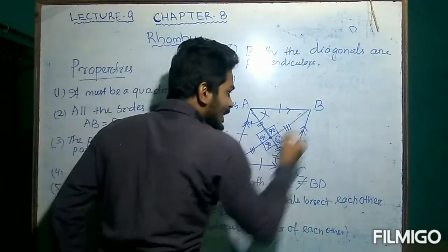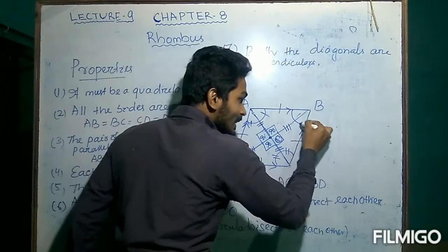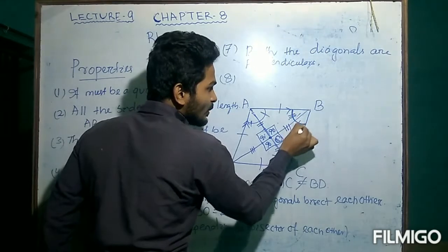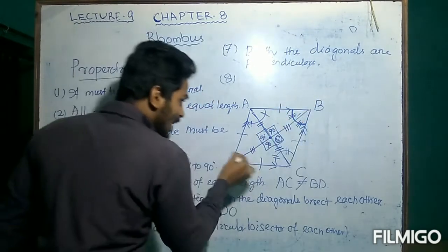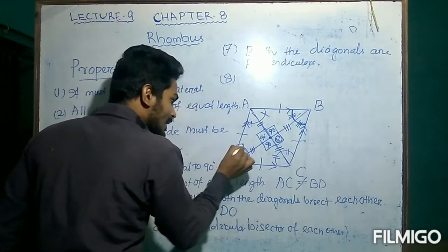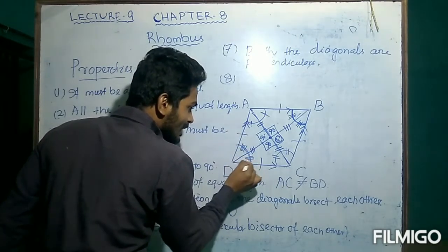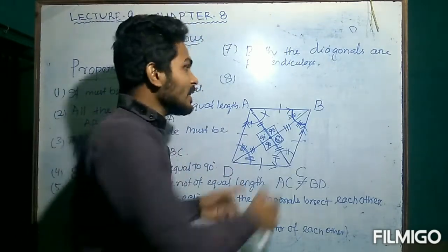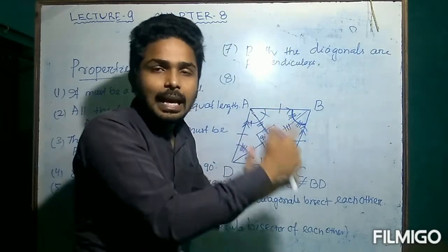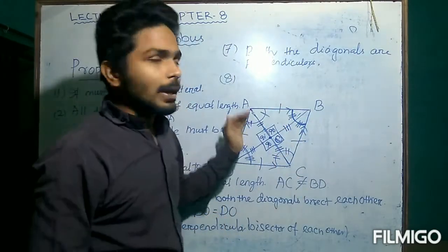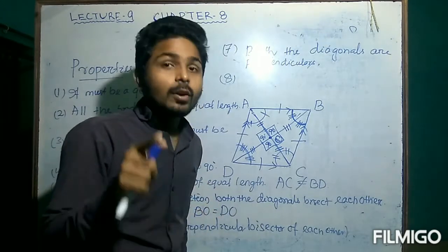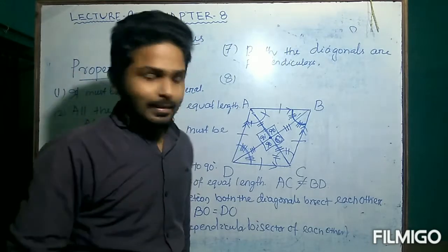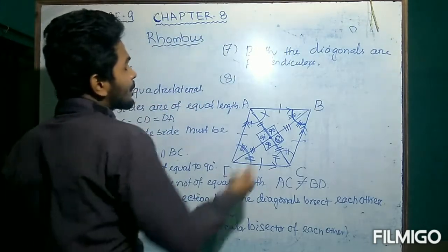Similarly, the diagonal BD, here this diagonal bisects this angle B. It means this is equal to this. Similarly, that diagonal also bisects this angle. It means this angle is equal to this angle. So the diagonal BD also bisects the two opposite vertex angles. So simply you can write both the diagonals are the angle bisectors of their vertically opposite angles, right? So you can write it down.